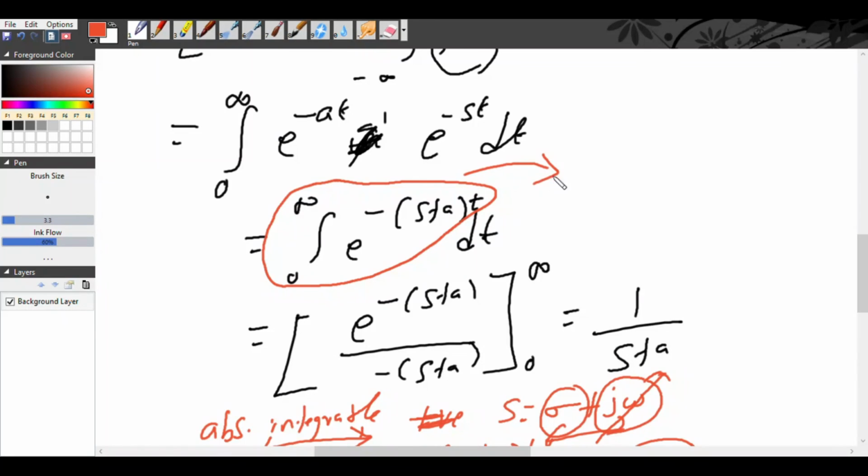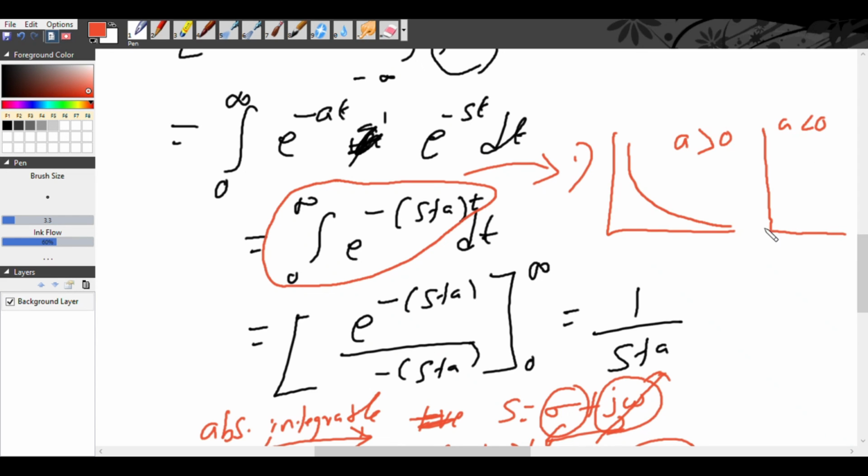In this part, think about it: if a is greater than 0, then the system will be converging. If a is less than 0, it is exponentially growing, so it is not absolutely integrable. So the Laplace transform does not exist here.